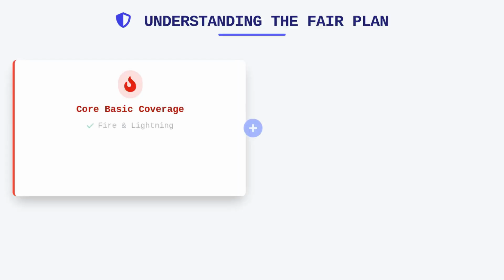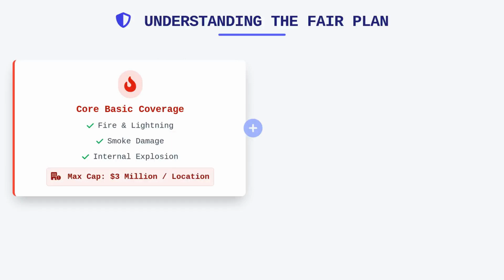Understanding the strict limitations of the coverage provided by the FAIR Plan is critical for any producer preparing for the licensing exam. The base policy offers only basic fire insurance, strictly covering direct physical loss caused by fire, lightning, smoke, and internal explosion, with a hard maximum dwelling cap of $3 million per location.